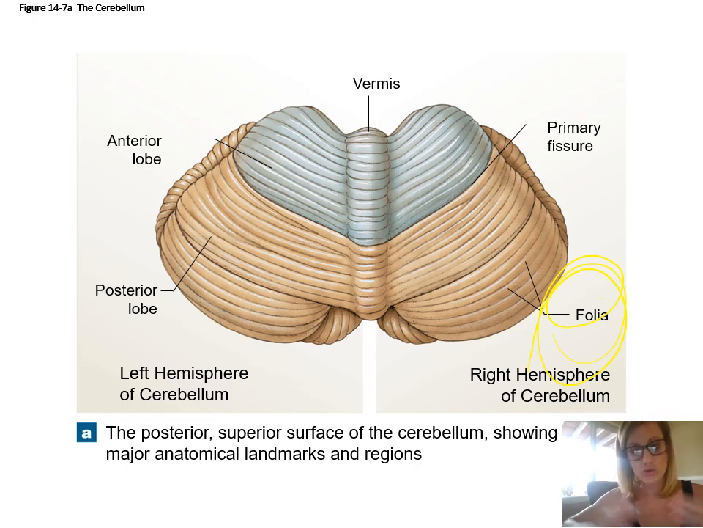When we look at the cerebrum, the larger part of our brain, those folds are gyri, right? The gyri are the raised portions, and then the sulci are the little grooves. The cerebellum, they're a lot smaller. We've got lots of little folds. We refer to those as folia.